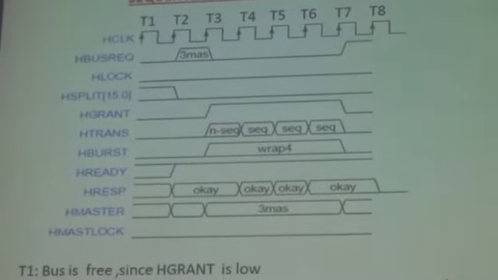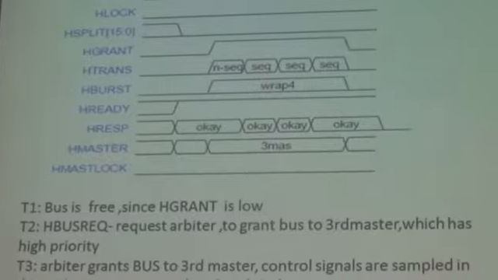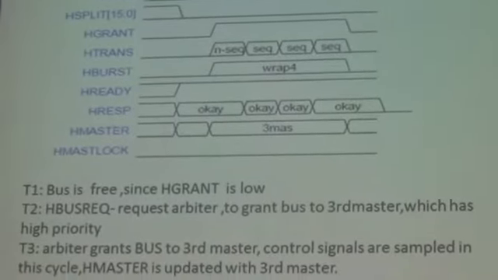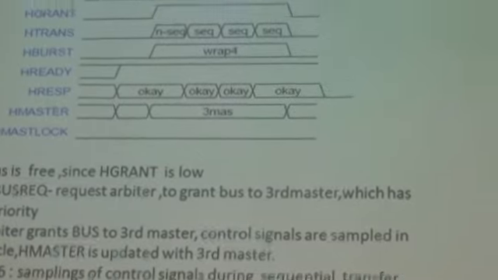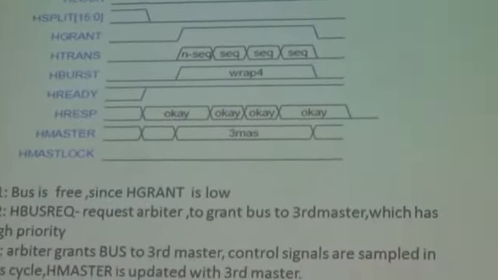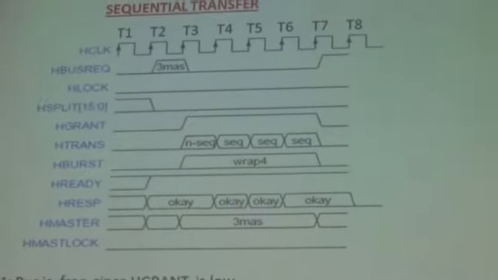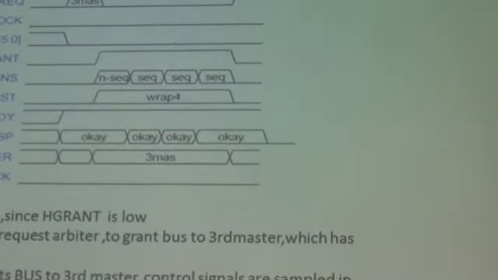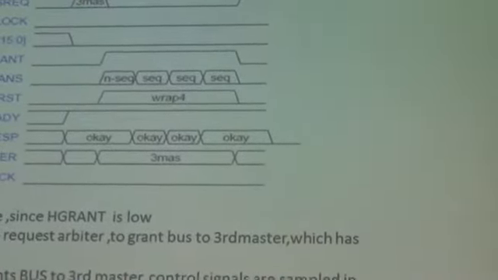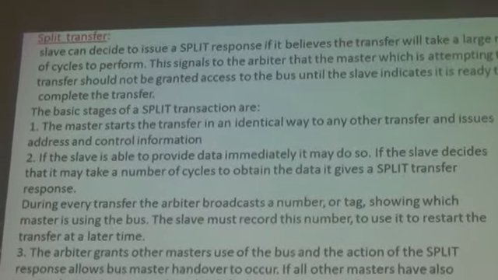That means for a sequential transfer, HGRANT is continued for 4 cycles, and HTRANS varies with non-sequential, sequential, and sequential, and HBURST is of WRAP4, and HRESP is with OK. The T cycle response OK indicates that my whole bus transfer has completed successfully, and HMASTER is updated with the third master, and after this bus transfer, HGRANT is again low. It indicates that my transfer has completed and my bus is free, as indicated by the arbiter to the master. Now we will learn about split transfer.